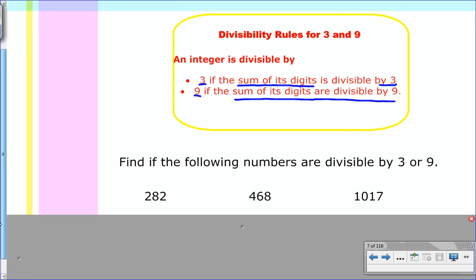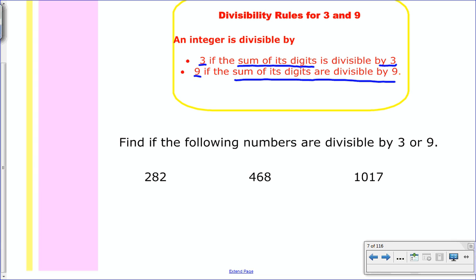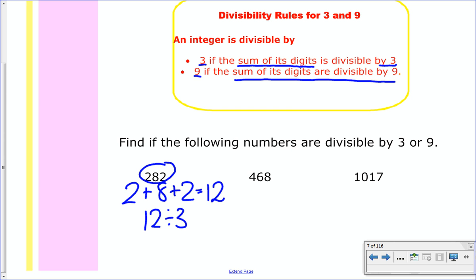So I have a few examples down below. We have the number 282. You need to find the sum of these digits. So I'm going to add 2 plus 8 plus 2. I split up this number, and 2 plus 8 is 10, plus 2 is 12. So now I have the sum. It's divisible by 3 if the sum is divisible by 3. So 12 divided by 3 works. So yes, this number is divisible by 3. Then we can try 9. 12 divided by 9, we're not going to get a whole number. So this number is just divisible by 3.